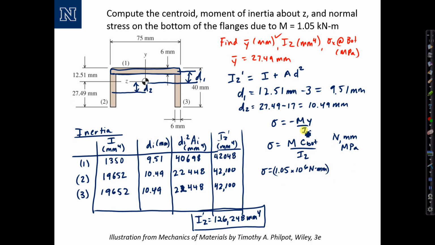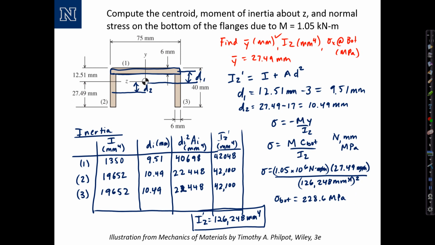Then my c bottom value is the distance from the centroid to the bottom, 27.49 millimeters. And I divide by the moment of inertia, 126,248 millimeters to the fourth. We can check millimeters squared on the top cancels with millimeters squared on the bottom, and our overall units are newtons per millimeter squared or megapascals. So sigma bottom computes to 228.6 megapascals.